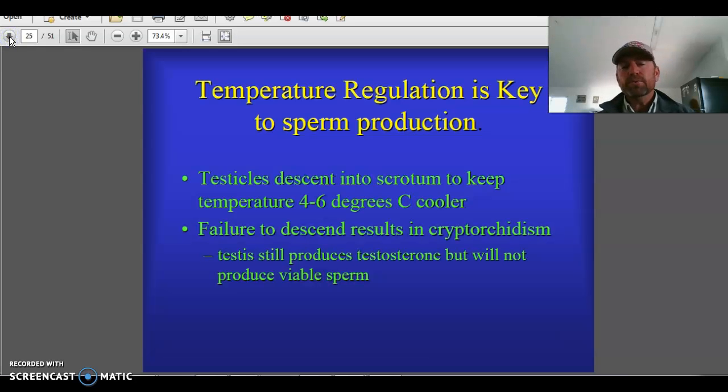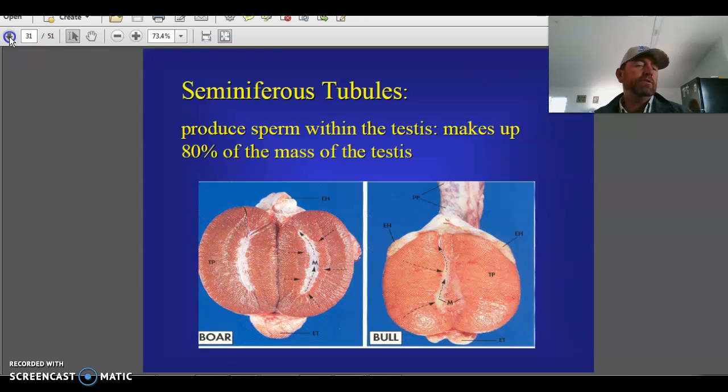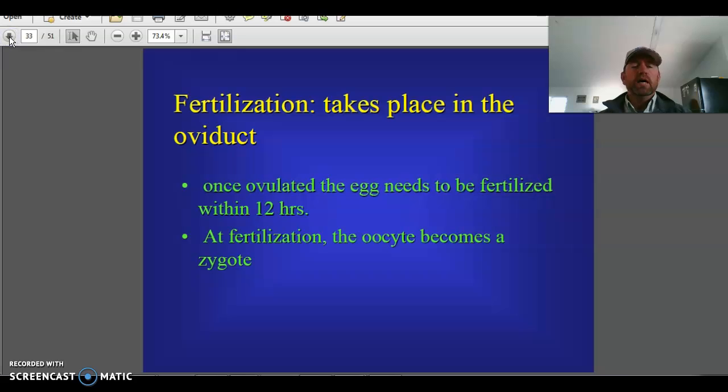We're going to skip over the bull for a second here. I'll come back to him in a little bit. We're going to roll right by this old bull. Not particularly concerned. Fertilization takes place in the oviduct at the ampulla-isthmus junction.